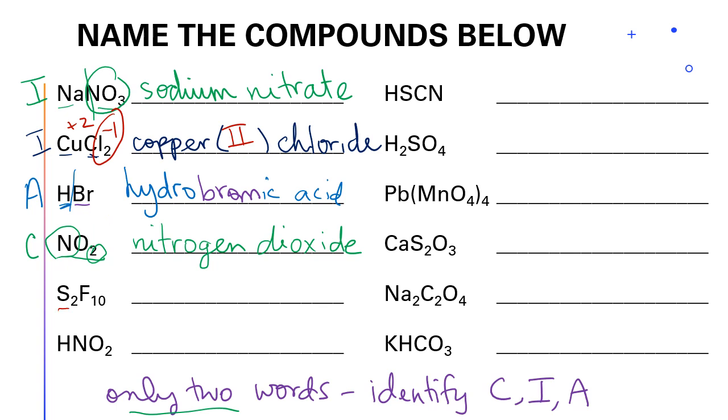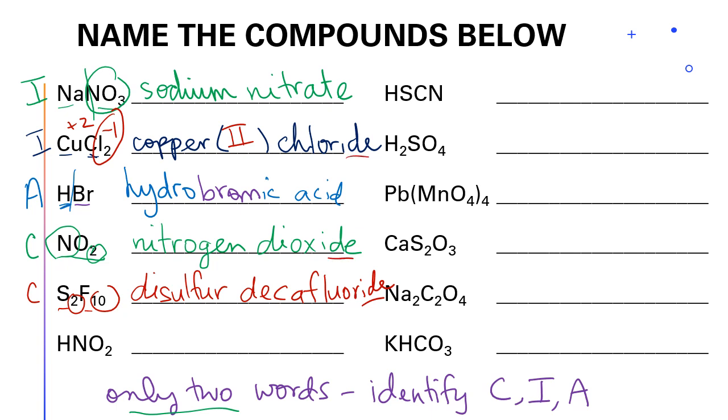All right, I'm going to do another one. I see also, again, all nonmetals, so we have a covalent compound. There are 2 sulfurs, so disulfur. There are 10 fluorines, so decafluoride. Remember, we're always changing the ending to "ide."